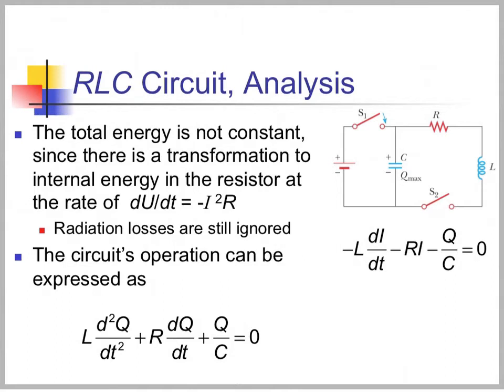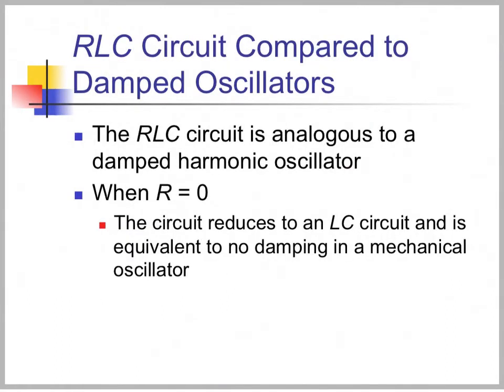The RLC circuit is analogous to the damped harmonic oscillator. So when R equals 0, the circuit reduces to an LC circuit and is equivalent to no damping in a mechanical oscillator, so a spring going back and forth.